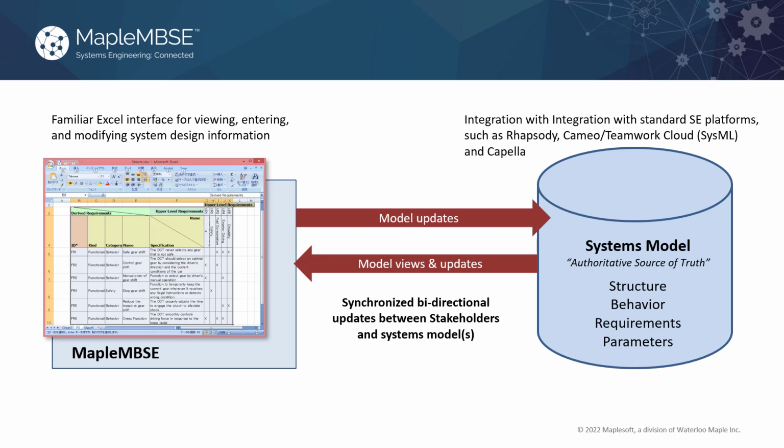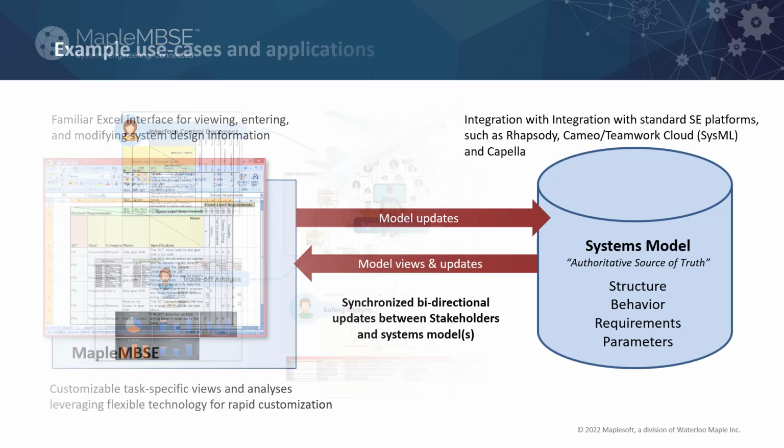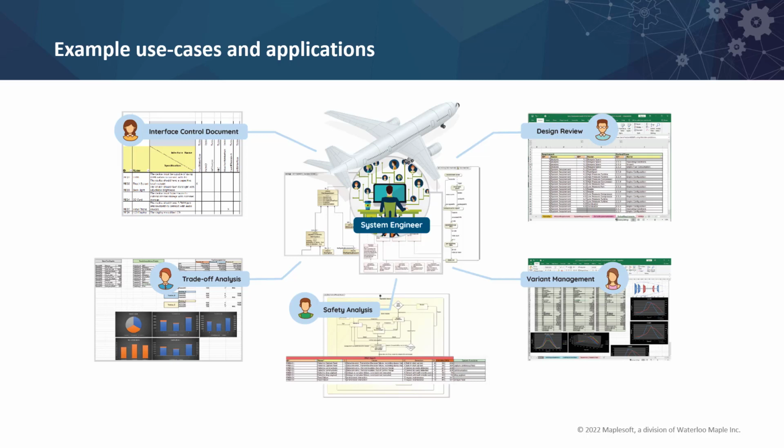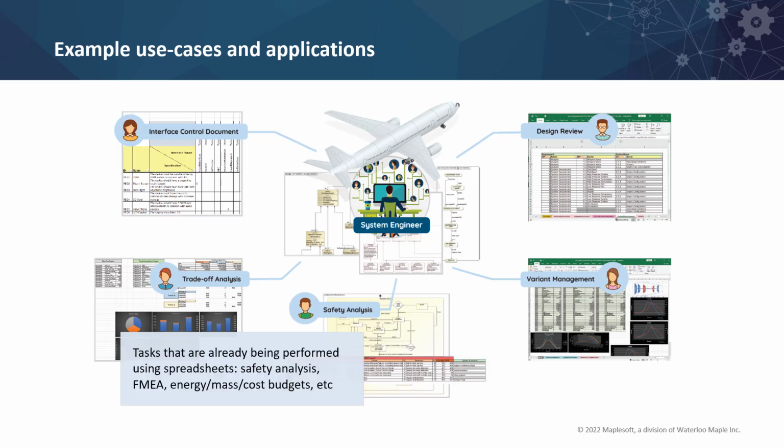We currently provide integration with the standard SE platforms such as SysML tools like Rhapsody and Cameo Teamwork Cloud and Capella. And because there are many different tasks that MapleMBSE can be used for, we provide a powerful configuration and customization technology to create the task-specific views of the model and the Excel tool for the task. And these are just a small sample of the tasks that MapleMBSE can be used for. But really, it can be configured to integrate any task that is currently being performed in a spreadsheet.